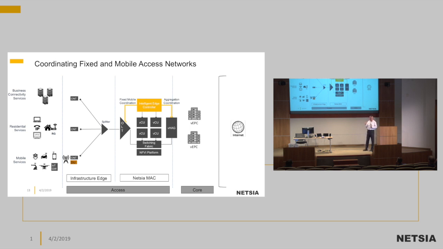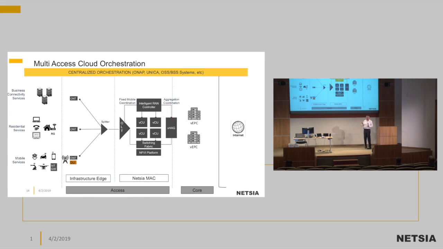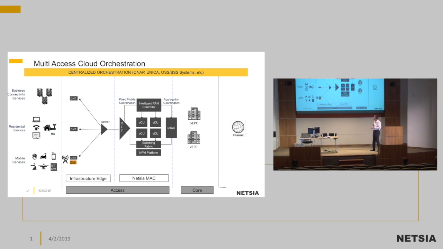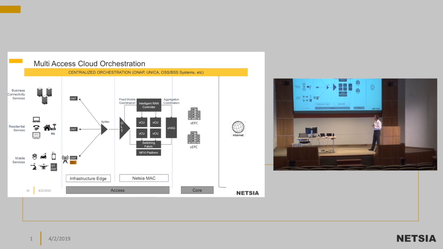And all these slices, on both PON and the cellular, can be controlled with this single edge controller. We call it the intelligent edge controller, which can also control these services and applications. But of course, we also need a centralized orchestrator which can manage the network end to end. So here we started integrating with ONAP, a centralized orchestrator, as a POC.